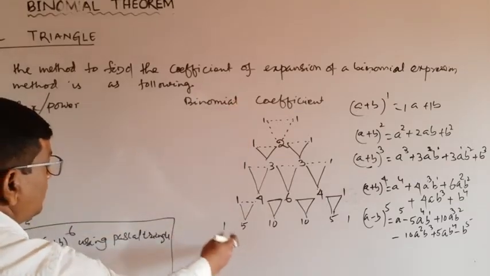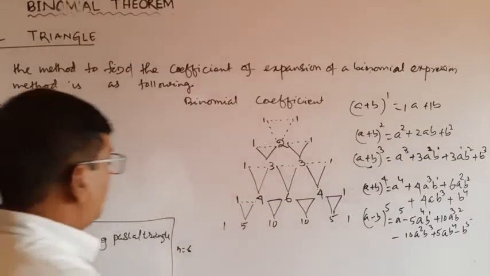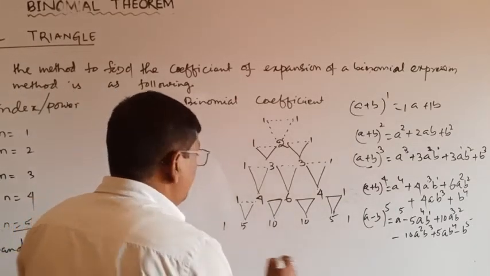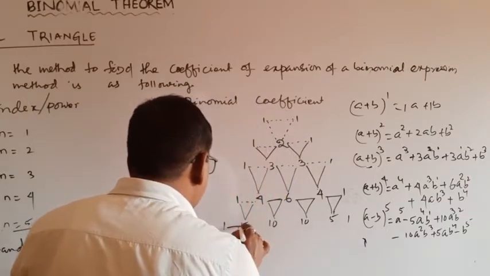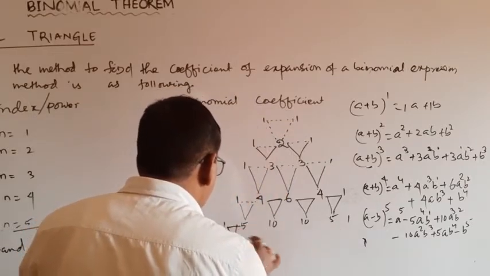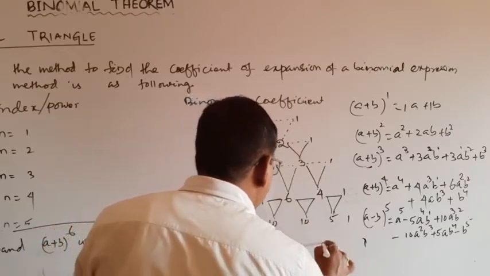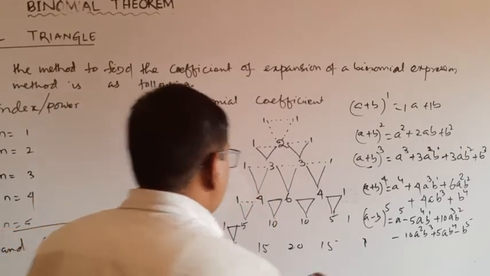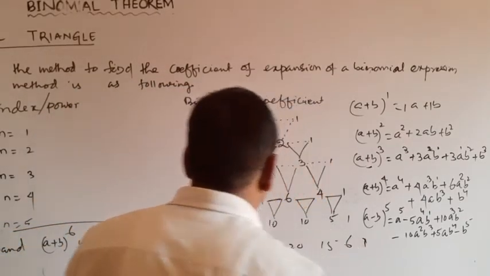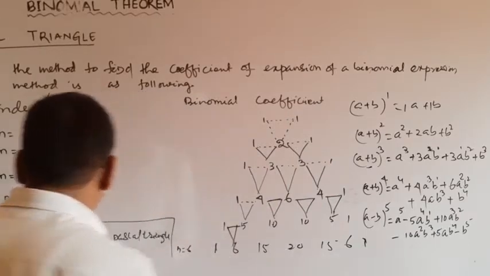You do like this, and for n is equal to 6, what will be here? 1, and again 1 here. So add this. This is 6, this is 15, this is 20, this is 15, and this is 6.